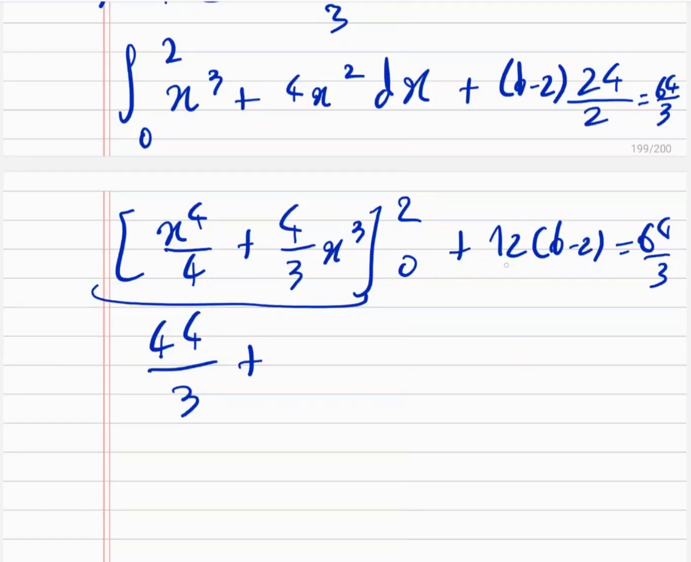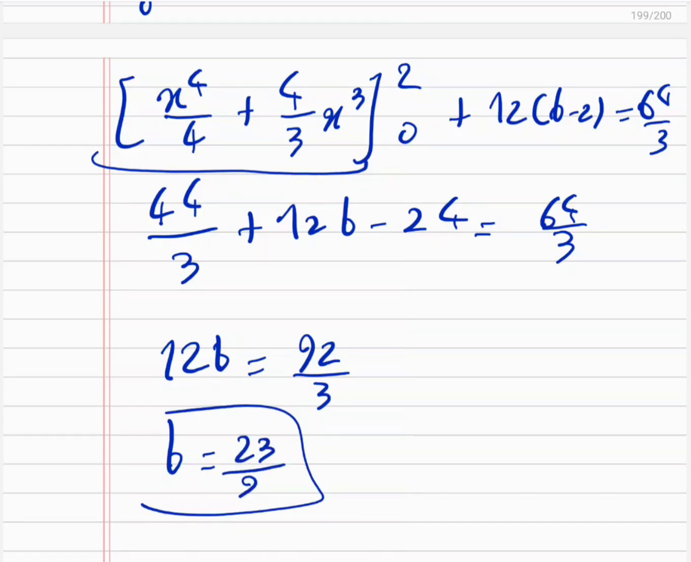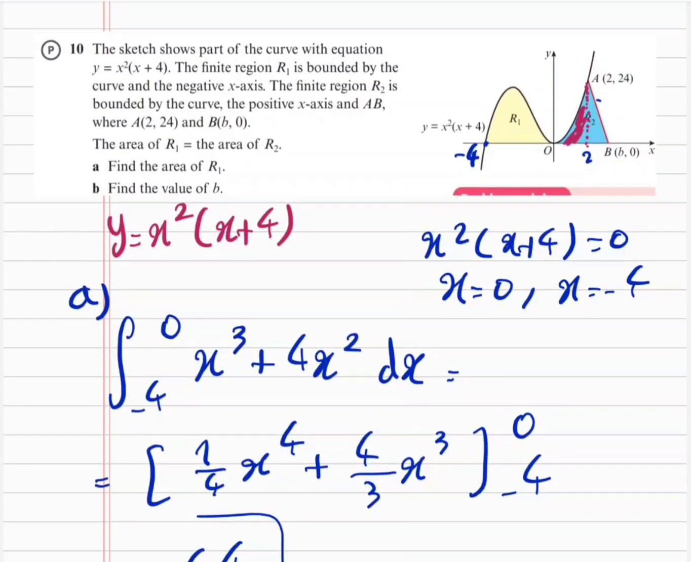For the other part, we just expand the bracket, so we get 12b minus 24 is equal to 64 over 3. At this point it's just a simple equation, so we rearrange it. 12b is equal to 92 over 3, and then b is equal to that divided by 12, which is equal to 23 over 9. So this is the value of b. This was an interesting question because it wasn't about finding the integral, but finding the value of b.